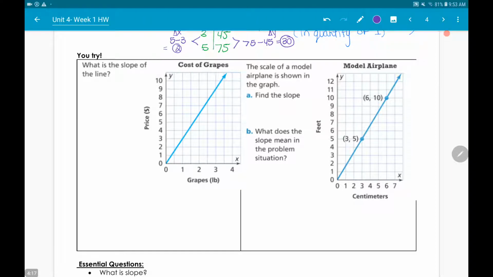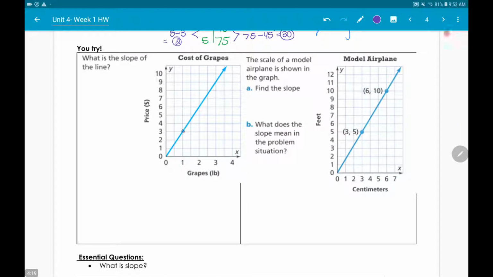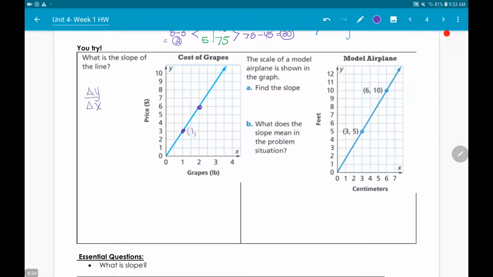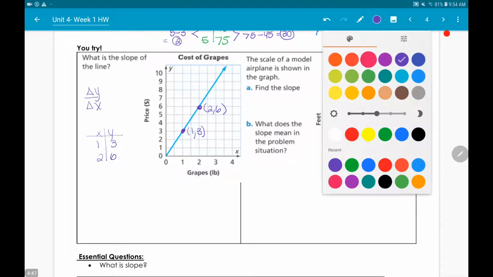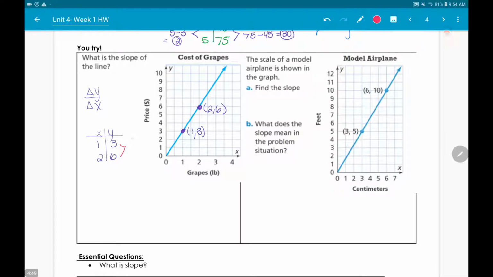All right, what is slope of the line? So again, I'm going to pick 2 points. I see a nice point here on an axis and a nice point here. I'm going to practice this one using my change in y over the change in x, just so we can see that in practice again. All right, so let's list the points. This point is 1, 3, and this point is 2, 6. All right, so I'm going to find my change in y first. 6 take away 3. That equals 3.